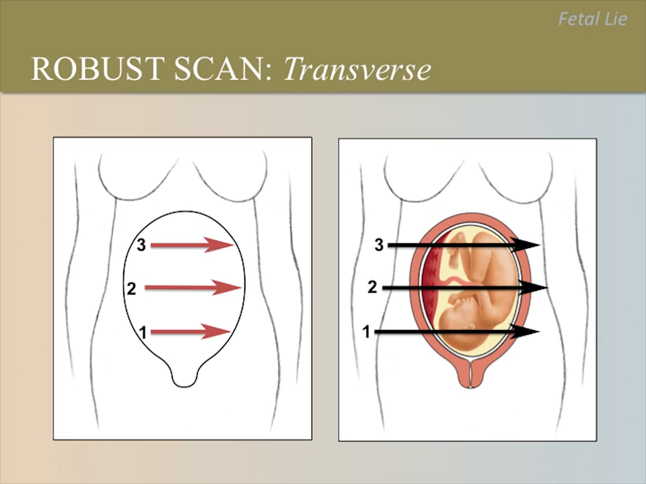Next, take 3 transverse scans, scanning from the maternal right to the left. The first is just above the symphysis in the lower abdomen. The second in the mid-abdomen or mid-uterus, and the third across the upper portion of the uterus. This will be in the upper abdomen in the 3rd trimester of pregnancy.